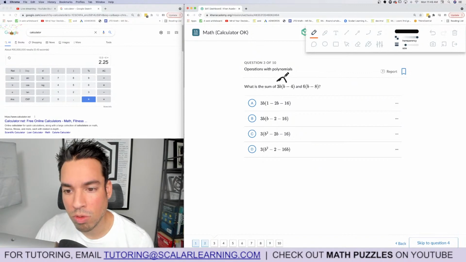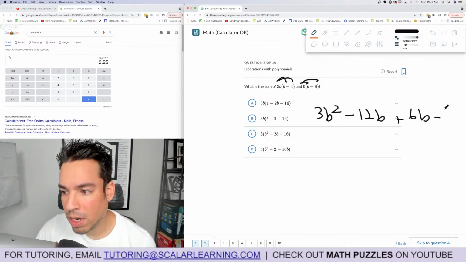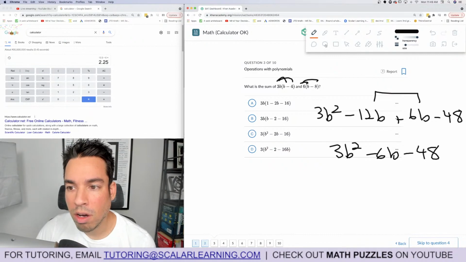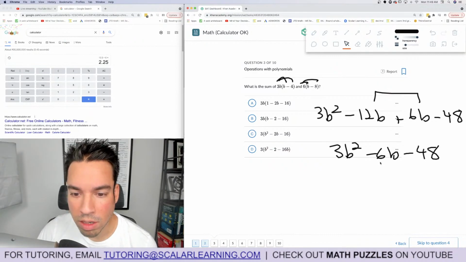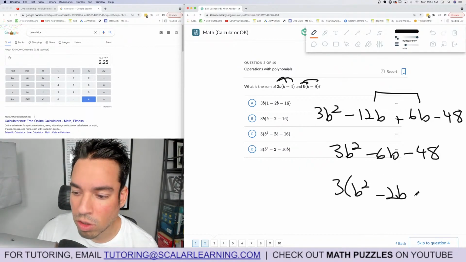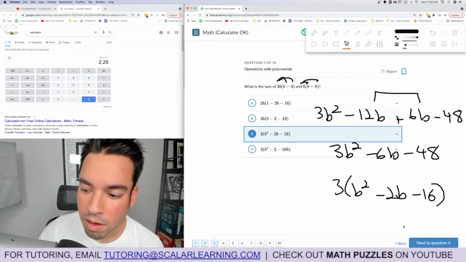Next, what is the sum of these two? All right, distribute. 3b squared minus 12b. Sum means addition, 6b minus 48. Combine like terms, we get 3b squared minus 6b minus 48. Then they factored a 3 out probably. So then 3 becomes b squared minus 2b, right? I'm dividing every term by 3. Minus 16, b squared minus 2b minus 16. Boom, done, it is C.